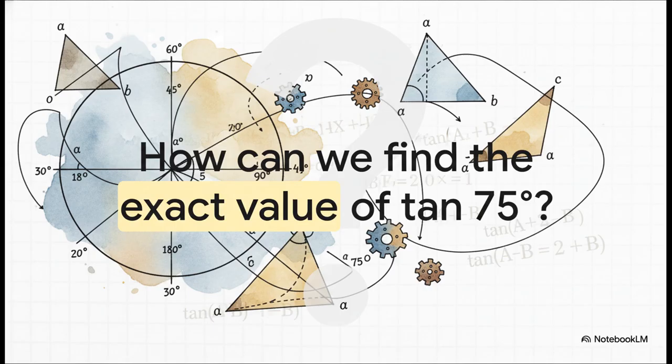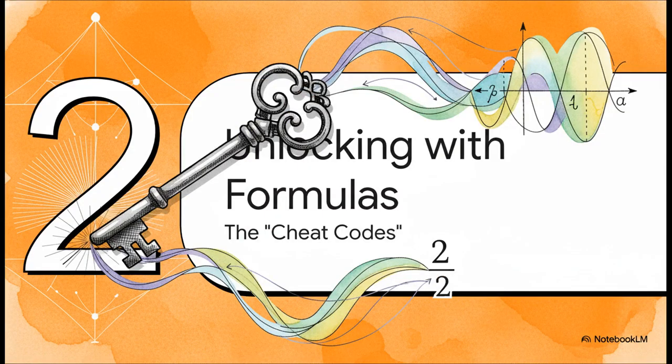Now, it seems tricky, right? Because 75 degrees isn't one of those special angles we all had to memorize from the unit circle. But trust me, by the end of this, you'll see it's actually a pretty straightforward puzzle. The solution? Well, it lies in two new formulas that act kind of like cheat codes for these non-standard angles.